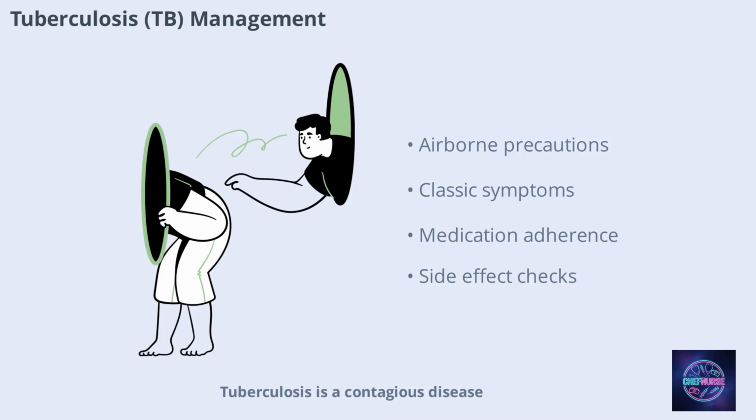Tuberculosis is a contagious disease that requires strict infection control measures. For the NCLEX, know the signs and symptoms such as cough and night sweats and the importance of airborne precautions. Patient education on medication adherence and preventing transmission is crucial.